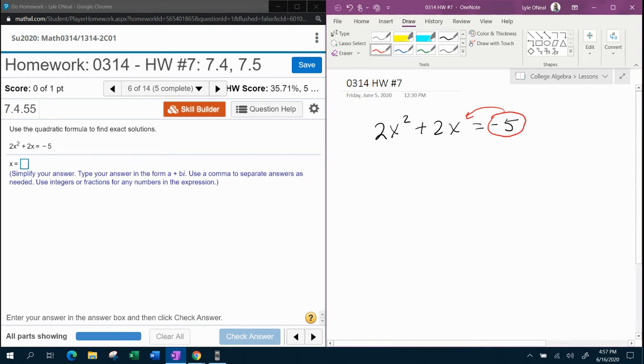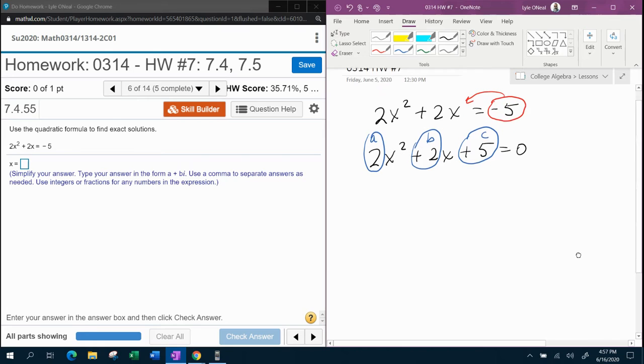So the first step, we're going to bring the negative 5 over. And that's going to give us 2x squared plus 2x, that'll become plus 5, equal to 0. And now we can see the value of A is 2. The value of B is also 2. And C is positive 5. And then we need the quadratic formula.